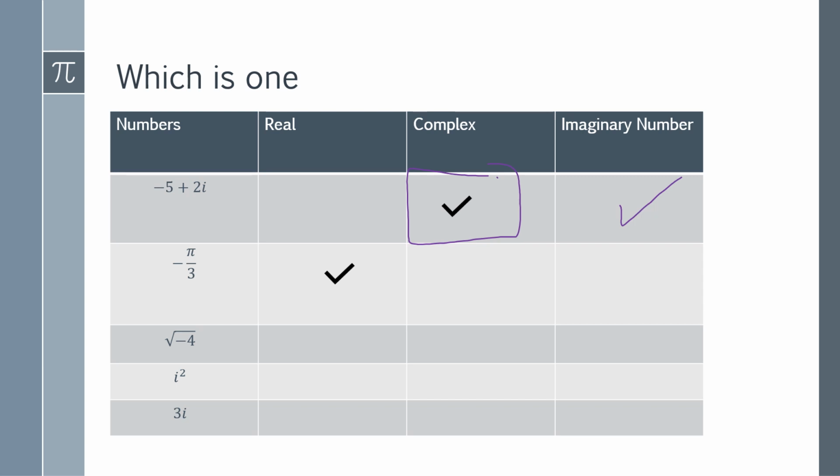All right, what about the square root of negative 4? That's purely imaginary, because the square root of negative 4 is just 2i, since that negative sign is just i. All right, i squared: real, complex, or imaginary? It's a real number. What about 3i? Well, because it has an i attached to the number, it's purely imaginary.